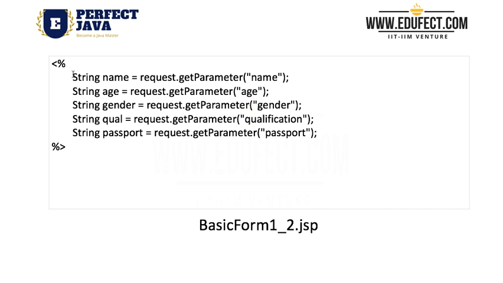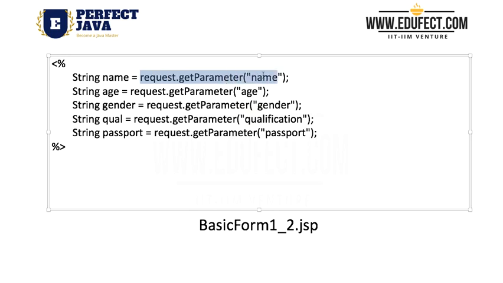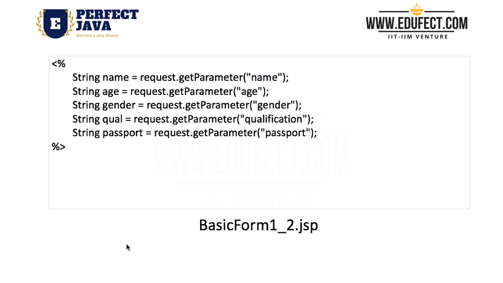The first thing we are saying here is string name is equal to request.getParameter, and within quotes we have the keyword name. This is how we are fetching values from the form. So request.getParameter is helping us fetch the values from the form, and we are giving it the keyword. Now how is the keyword name given and why is it being given?